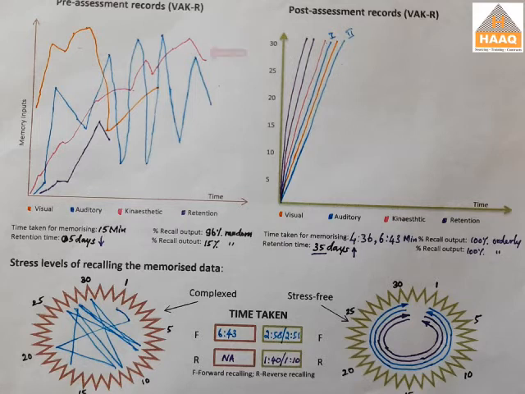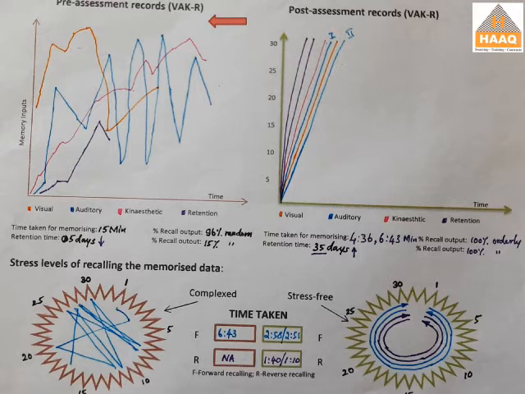Look at the graph on the left, the pre-assessment records. You can see visual, auditory, and kinesthetic retentions are very clearly laid with different colors. You can probably figure out what type of a learner is this. Probably your answer is kinesthetic. Yes, you're right. Because that's a graph which is running a little smoother. And of course, the time taken was almost the same. And also the number of words which were memorized and recall is better.